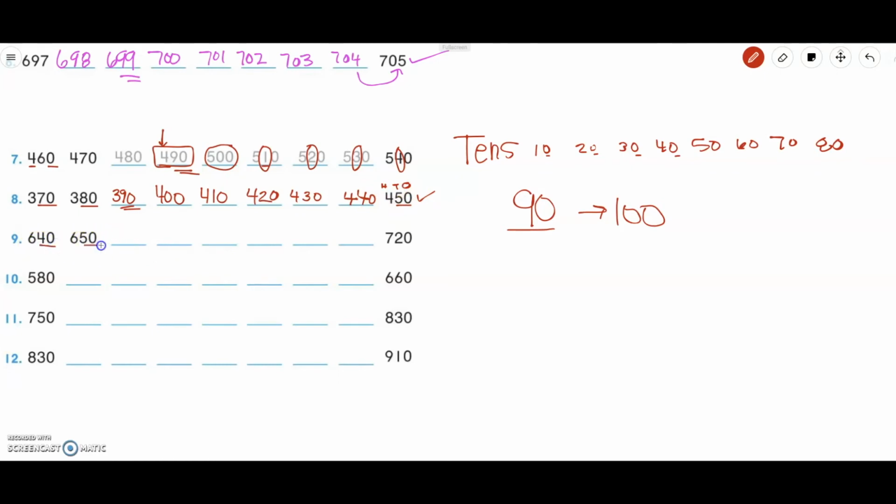So 640, 650, so I'm at 40, 50. Then the next thing should be 660, 670. So look, my 6 goes up to 7, and what comes after 7? 8, and that's 80. What comes after 8? 9, and that's 90, and oh, ding, ding, ding, here I'm at 90. So what comes after 600? 100, 200, 300, 400, 500, 600, 700, and then the next thing, we start all over. So you're back here at your 10s and then 20s.